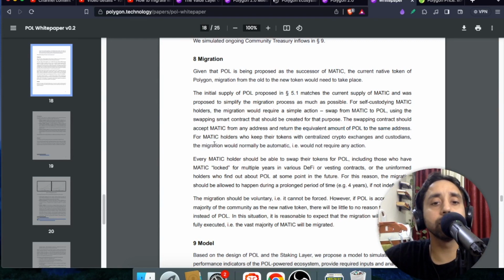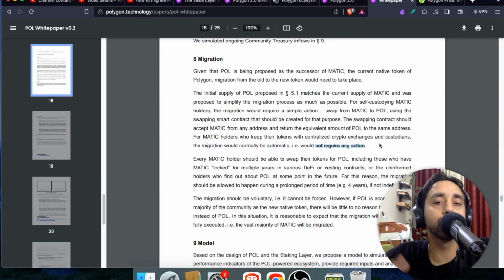Scenario number two is for MATIC holders who keep their tokens with centralized crypto exchanges like Binance, Kraken, OKX. For them, the migration would normally be automatic. That means they would not require any action. So if you're holding tokens in a custodian wallet or a centralized exchange, you don't have to do anything. Just keep your MATIC tokens there and the system will automatically convert your MATIC to POL tokens. So that's the easiest way.